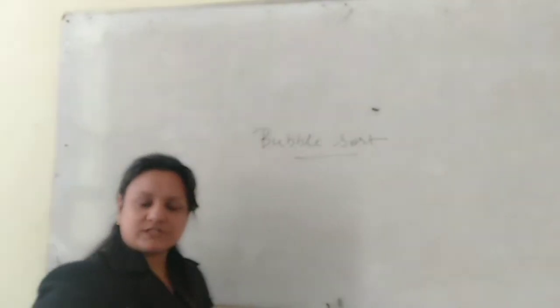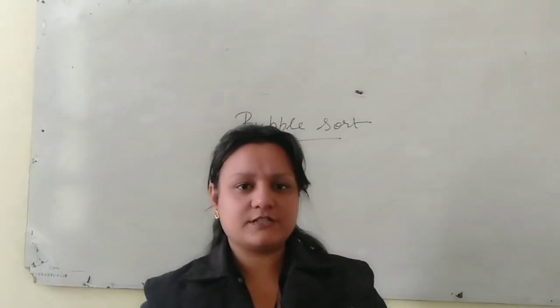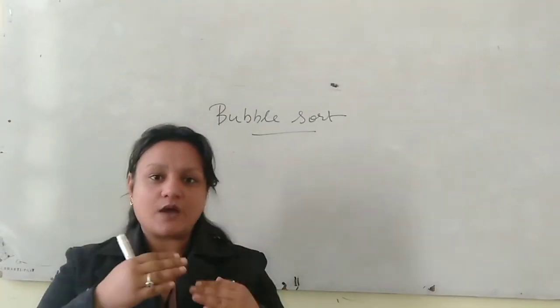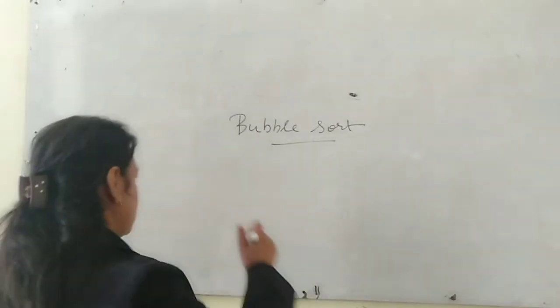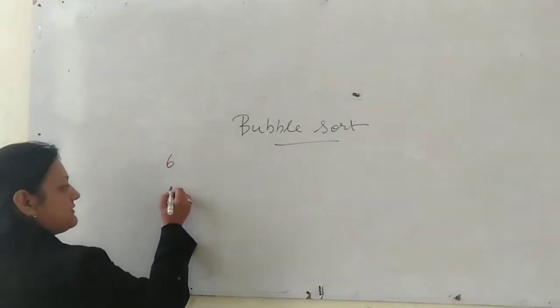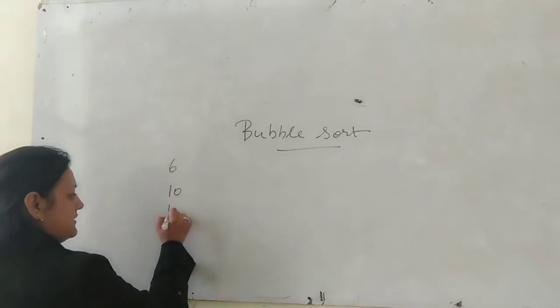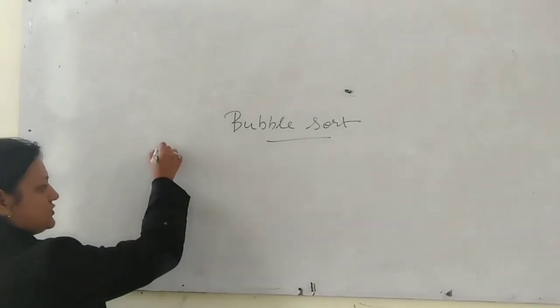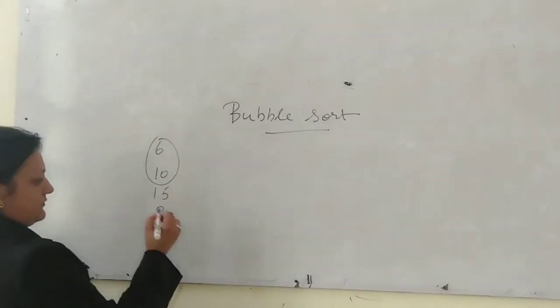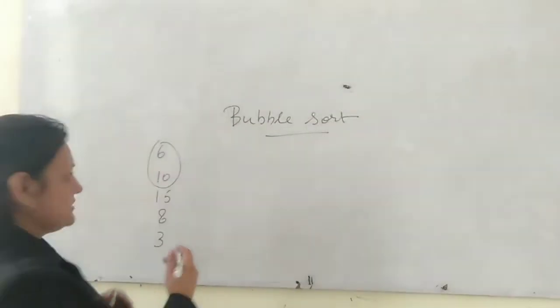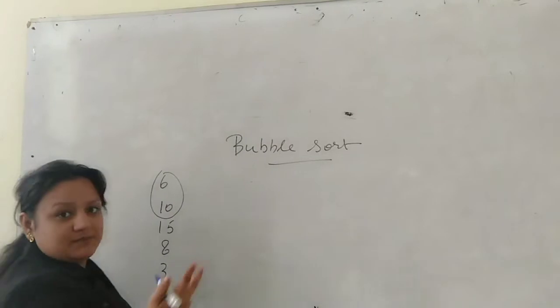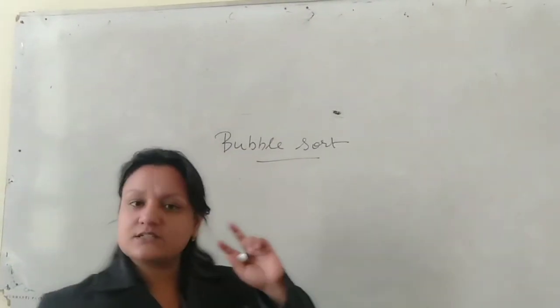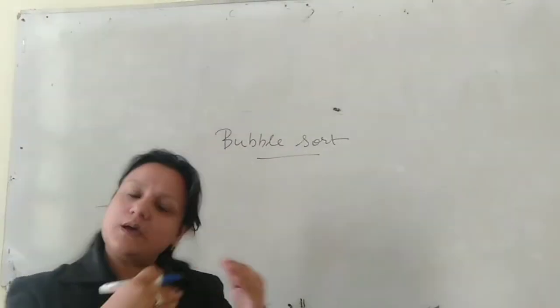In bubble sort, what happens? We have a list of data in which two elements are swapped between each other, right? For example, suppose we have the data 6, 10, 15, 8 and 3. Two elements will be taken at a time and swapped between each other. The bubble means we consider two elements as a bubble and we swap between the two.